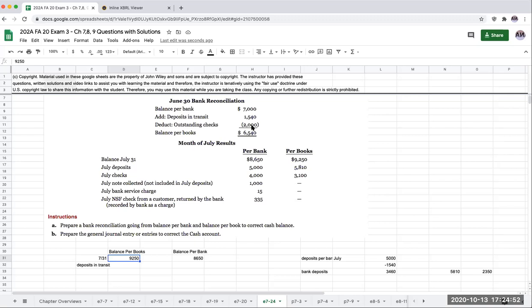So when we look at this July deposit, that means the bank deposited $5,000 during the month. Well, they did $5,000 during the month, but this is going to include the deposit in transit from June because those cleared in July. So another way to look at this is if we say my bank deposits in July were 5,000 per the books, this is really going to be 1540 from June. And then from July, this is going to be 5810.